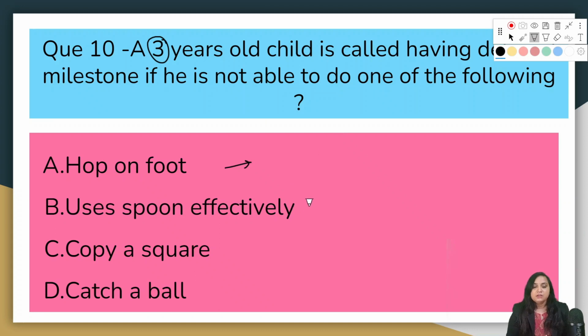Uses spoon effectively. Now we all know that by the age of 18 months to 24 months, a child should learn how to feed himself without spillage. So by 2 years, the child should know how to use a spoon effectively. So yes, this is correct.